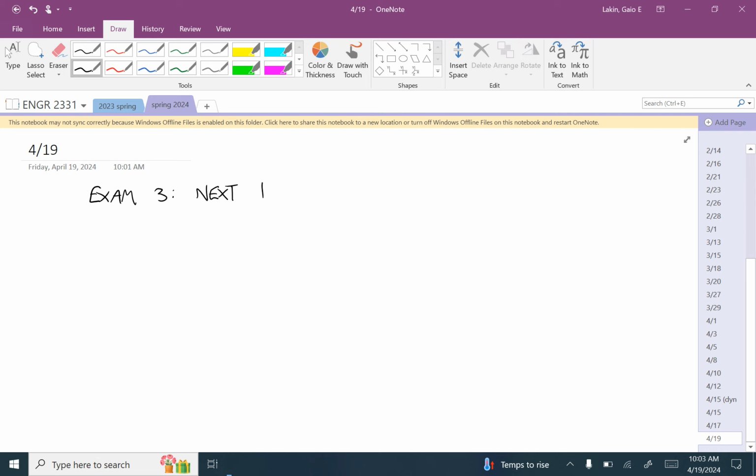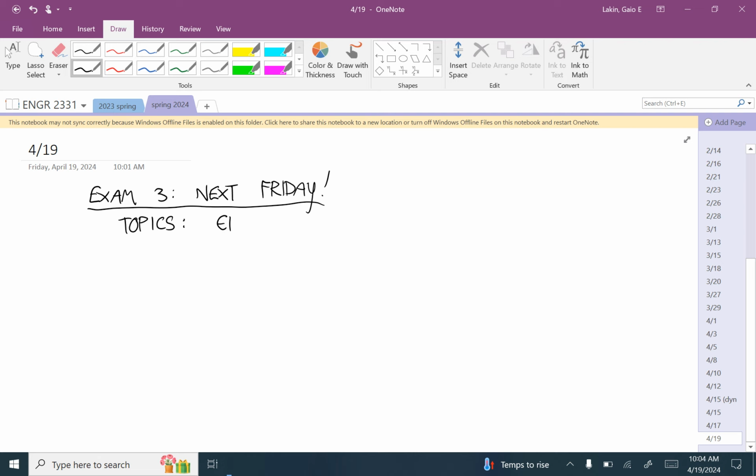Okay, next Friday. And the topics, it's going to be everything before column buckling. So no column buckling, but everything until then. So all the beam elongation and deflection and stuff like that.